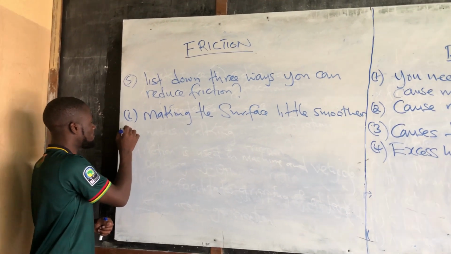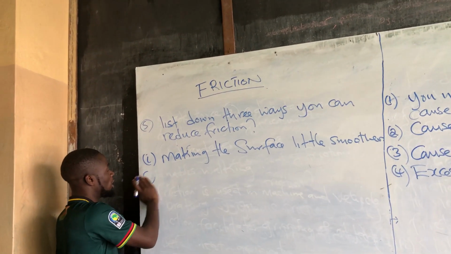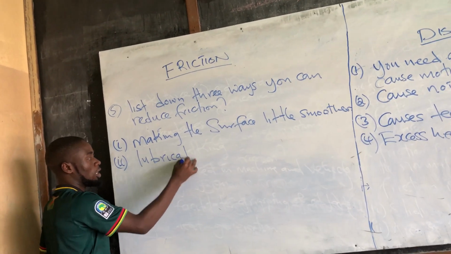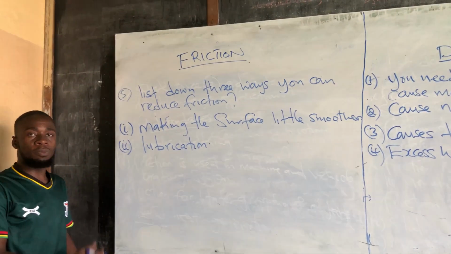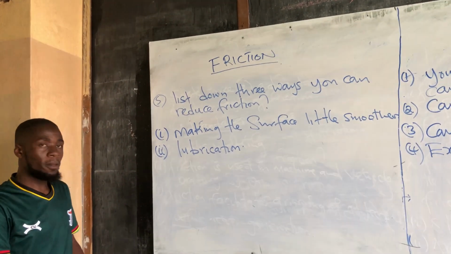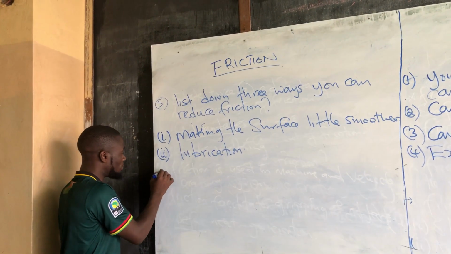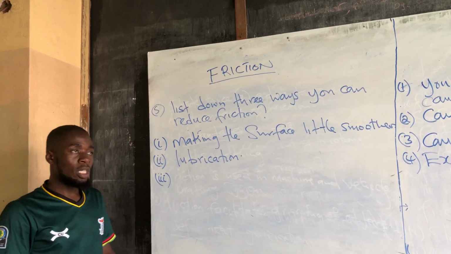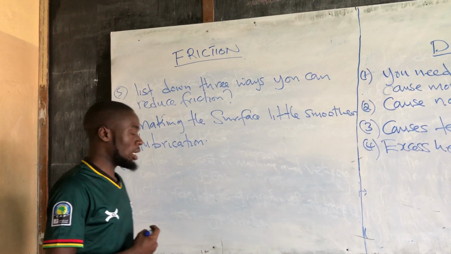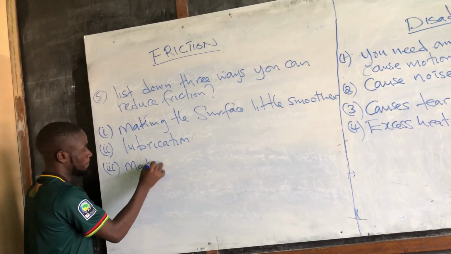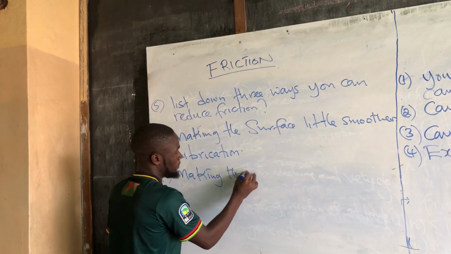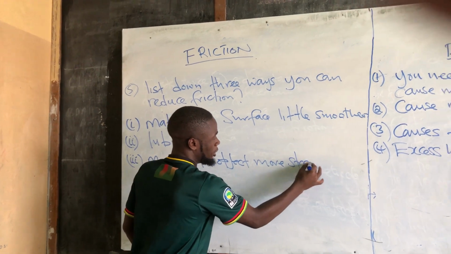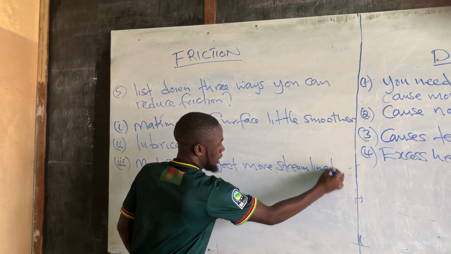What's the second one here? Let's talk about lubrication, the use of lubricants there. So number 3 here, you need to make the object more streamlined.